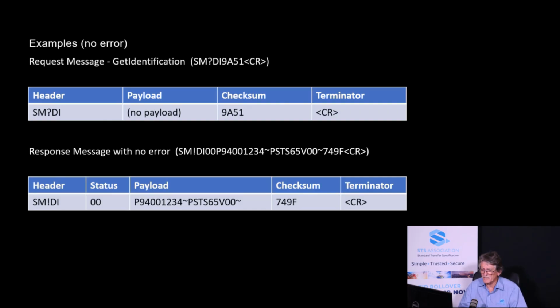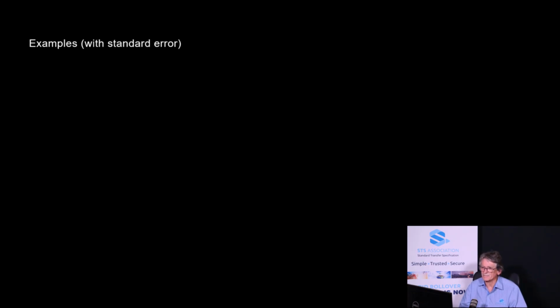Status is 00. Payload is P94001234. Then there's a delimiting character, which is the tilde character. And then there's a PSTS65V00, and again the tilde character, a checksum, and a terminator. A status of 00 indicates that there's no error encountered. 94001234 is the secure module ID, and STS65V00 is the firmware ID.